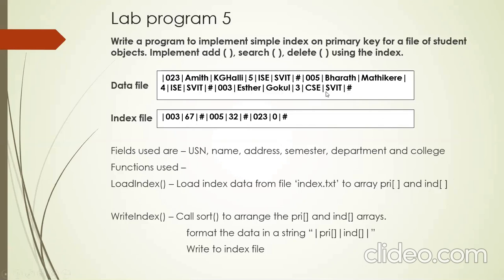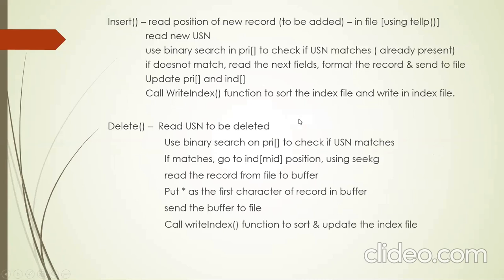Whenever I add a record, it has to be written to the index file. So content will be written, the position where the new record is going to be added, and its key value will be written to this. So the write index function is called, where sorting of this array takes place. Then it is formatted and the index is written to the file. So we'll see the insert function.